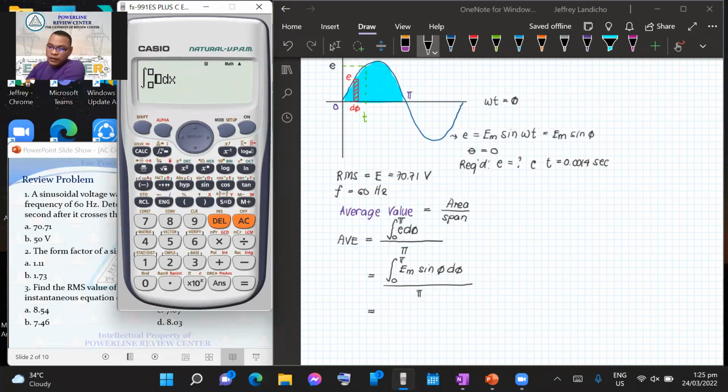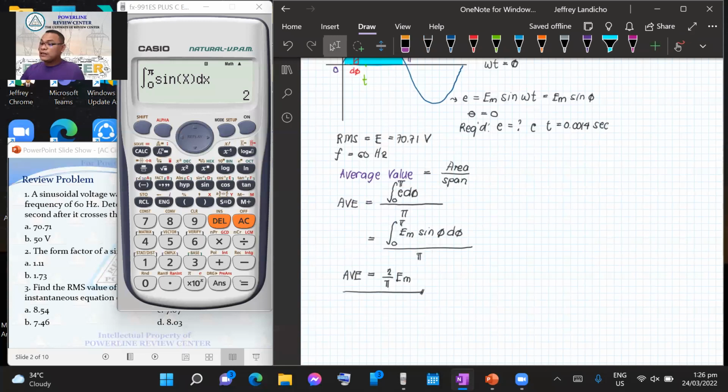So I just integrate the sine function from 0 to pi. Ano? Then equal ko, anong lumabas? 2. So ibig sabihin, its average value is 2 over pi multiplied kanino? Maximum value. So this formula for average value, it is only applicable for what? Sine wave yan. No? So sine wave lang yan. So ibang waveform, iba-iba average value.